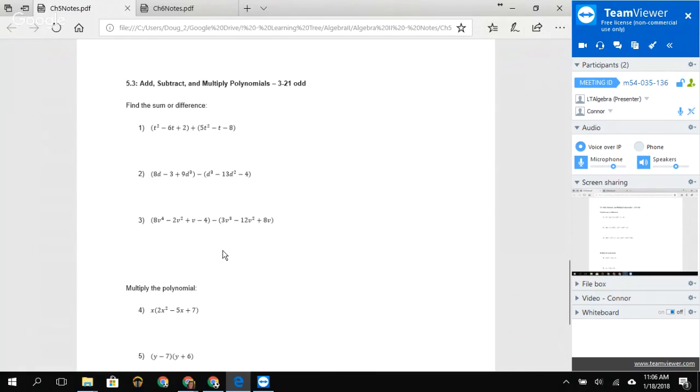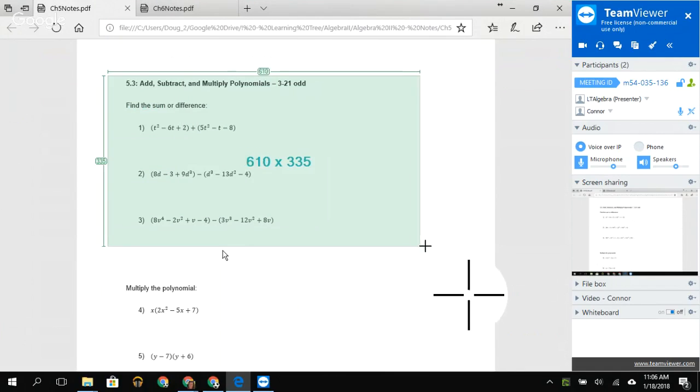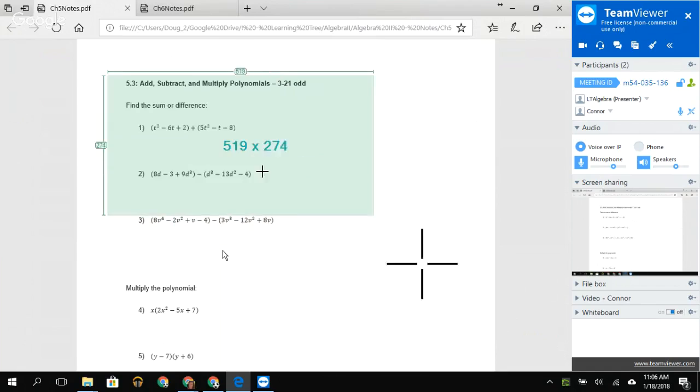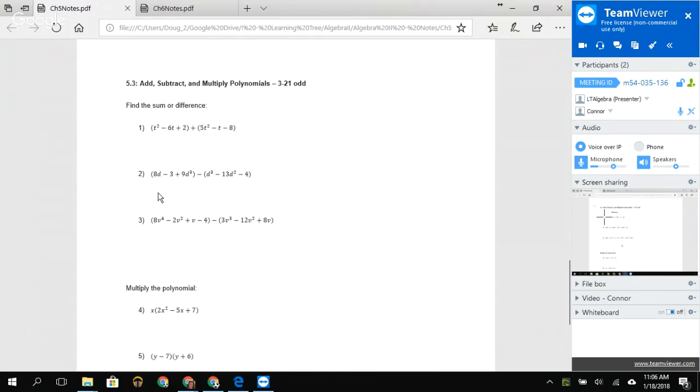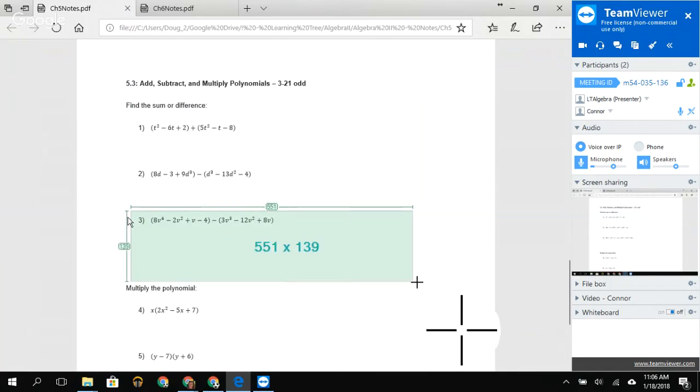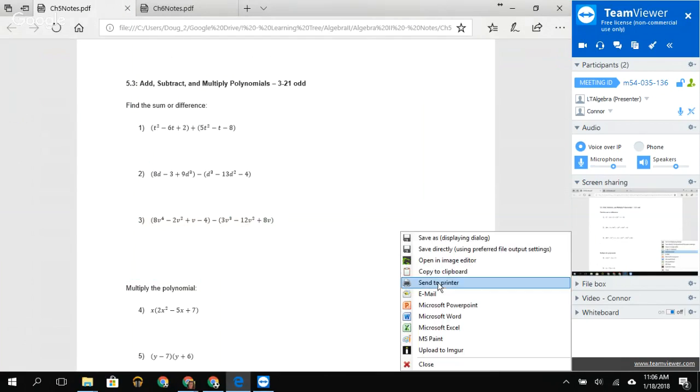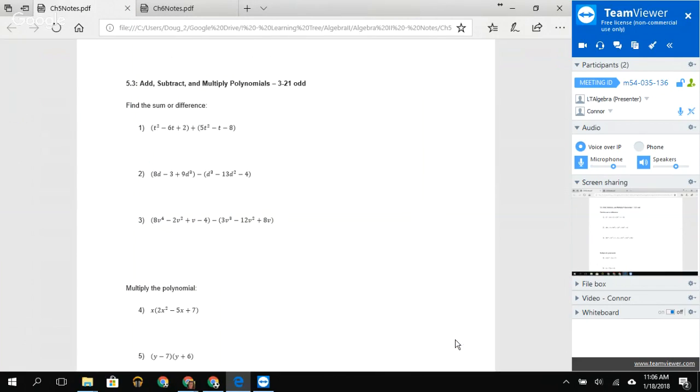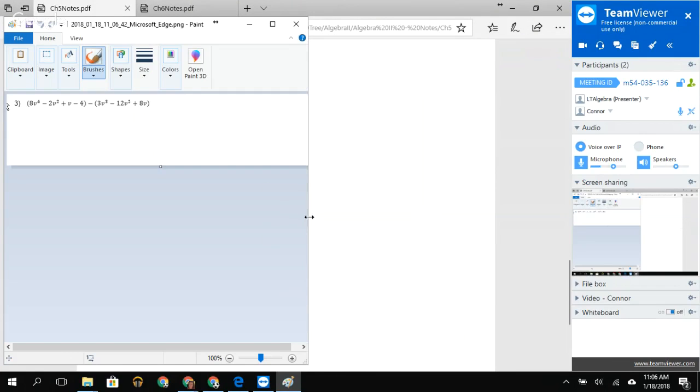And I know we'll just do one just to refresh our brains and then jump into multiplying polynomials. Guess I don't need all that. I just need this. There we go. So these aren't too bad.